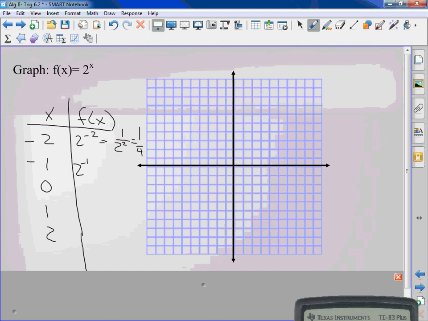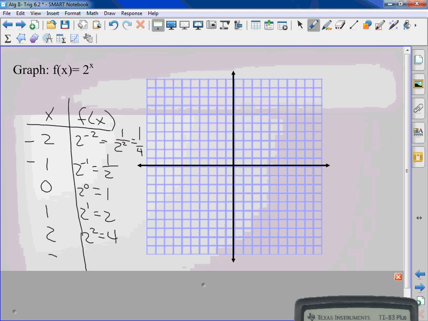If it's a negative exponent, it belongs on the opposite side. If it's on the top, it belongs on the bottom. Just square it. 2 to the negative first means 1 over 2 to the first, which is just 1/2. 2 to the zero is 1. Anything to the 0 power is 1. 2 to the first is 2.